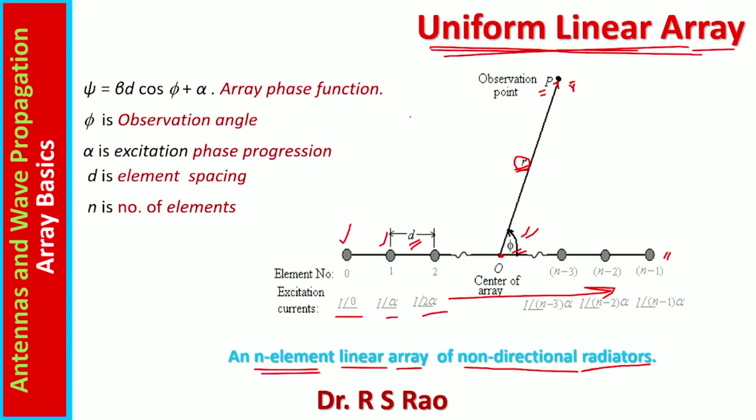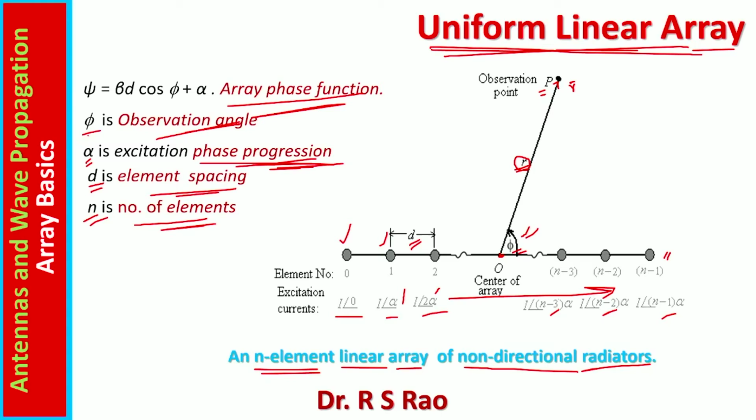Now some more terms are also introduced here. Array phase function, observation angle, phase progression, element spacing, number of elements. Let us begin with simple things. N is a standard symbol to denote number of elements. d is a standard symbol to denote element spacing. Alpha is a standard symbol to indicate excitation phase progression. Here you can see alpha, 2 alpha, n minus 3 alpha, n minus 2 alpha, n minus 1 alpha, etc. Excitation phase progression. Alpha can be 0 too. We are going to see. Phi, here is phi, it is called observation angle. Angle between array and observation point.